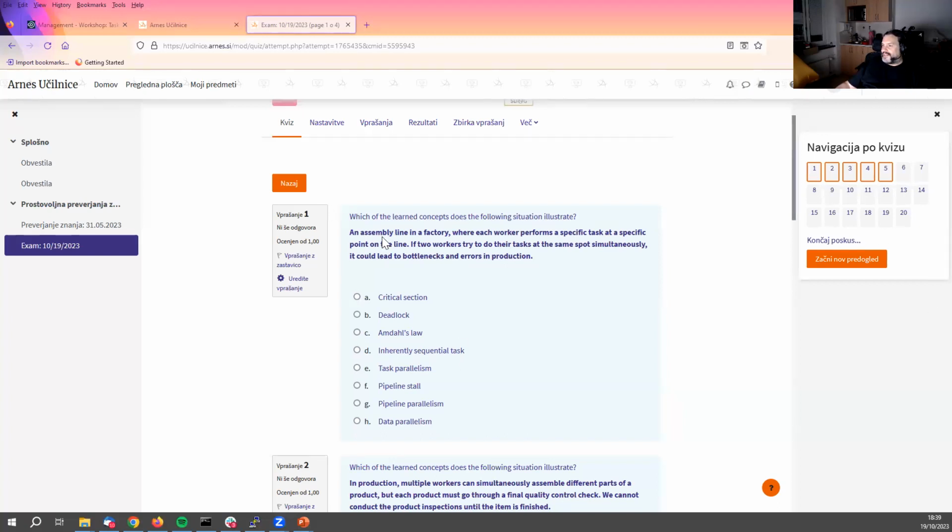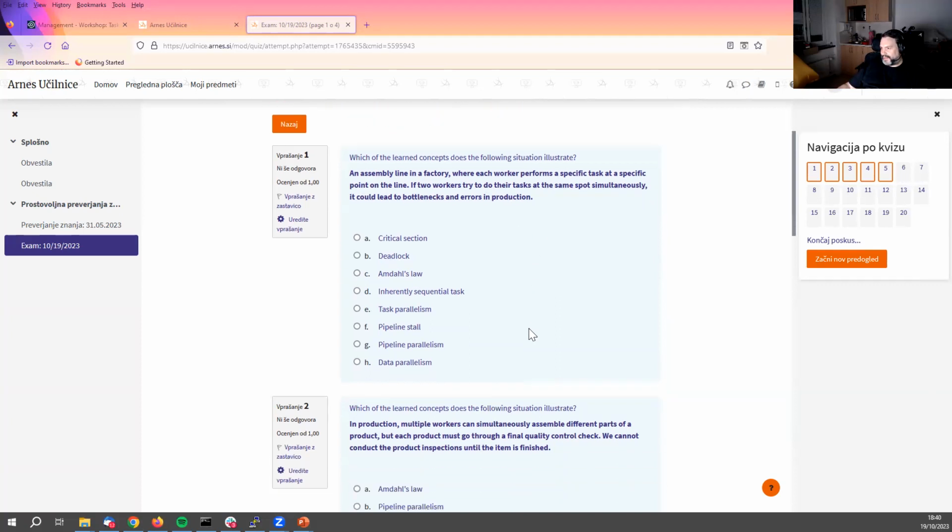So we have this concept, an assembly line factory where each worker performs a specific task at a specific point in the line. If two workers try to do this task at the same spot simultaneously, it could lead to bottlenecks and errors in production, okay? So what is illustrated here? Critical section, deadlock, Amdahl's law, inherently sequential task, pipeline stall, parallelism, data parallelism. We have a lot of concepts here, okay? You're not expected to know everything now. Even now, I'm in doubt what is the correct solution, okay?